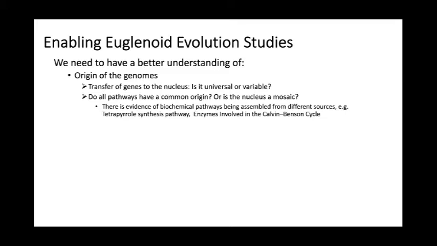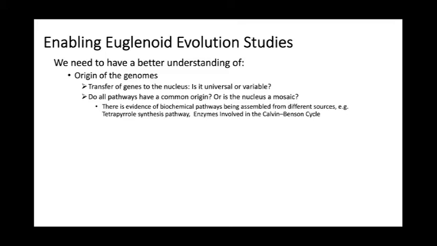Tetrapyrrole synthesis pathway and Calvin-Benson. These are just a couple of papers from Rich Triemer, who was my PI when I was getting my doctorate. So I'm most aware of his work in this area because it came out of our chloroplast genome work. But it does show that a lot of the pathways are mosaics of different sources, glaucophytes, red algae. So how widespread is this amongst euglenoids?